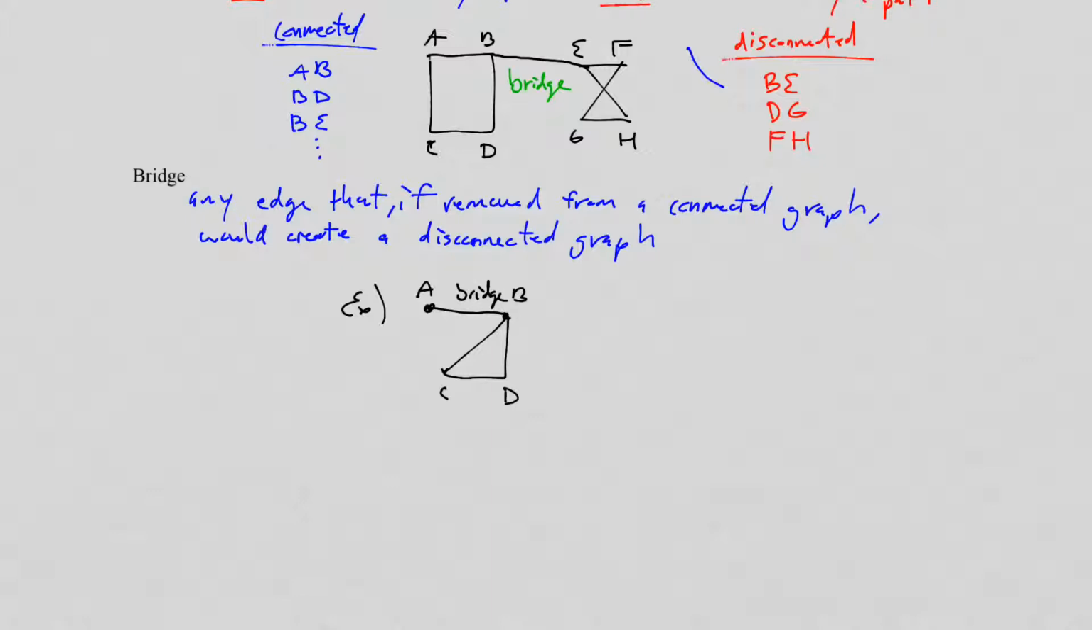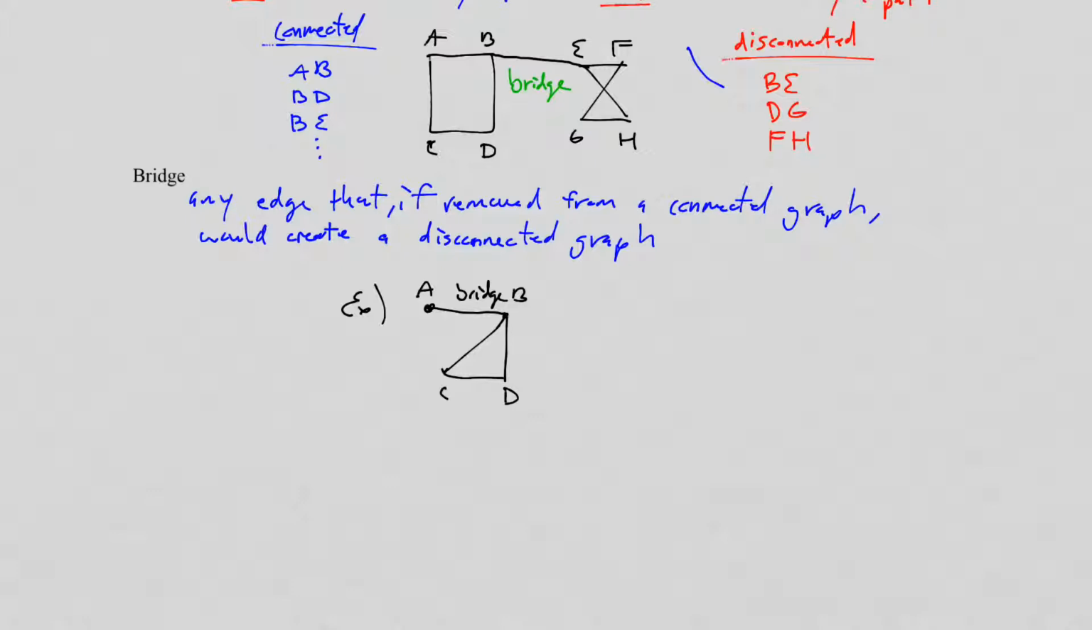What about BD? Why isn't BD a bridge? Think about it. If I remove BD, is D disconnected from the graph? No, because we're connected to C. You can still get there. It's going to take longer, right? Instead of going down, you're going to have to go this way and then this way, but you can still get there. So BD would not be considered a bridge.